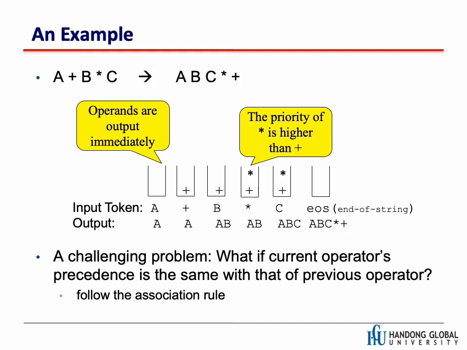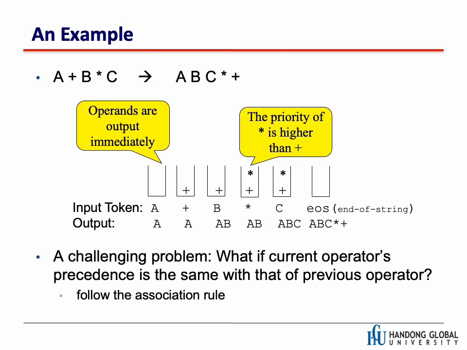This is it, and there's a challenging problem. What if the current operator's precedence is the same as that of the previous operator? Then we follow the association rule. As I said before, we push only when the current operator is higher than the top operator. If we have a plus and plus, then we shouldn't push, because the top operator is kind of higher based on this association rule. The top operator is actually on the left side of the current operator, and the association rule says the left operator should be evaluated first. Do you remember that?